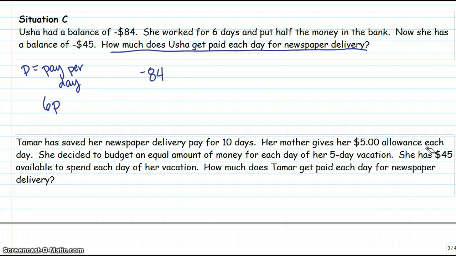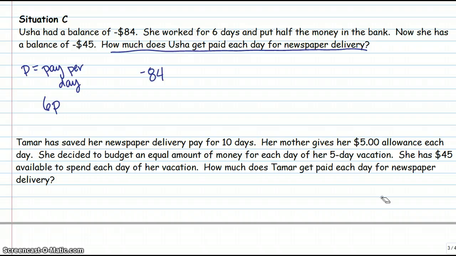It also says that she puts half of that money in the bank. So half of 6p is 3p. So to that negative $84, she's going to add half of her pay, 3p. And that gives her a balance of negative 45. Now we're going to solve this equation. If you do not like the negative 84 coming before 3p, you can rewrite it, but we need to start getting used to solving it this way.